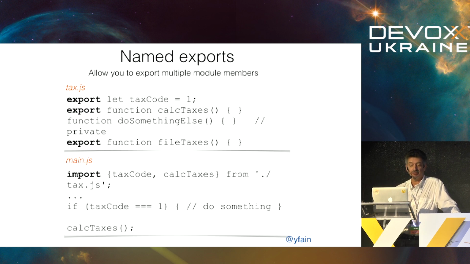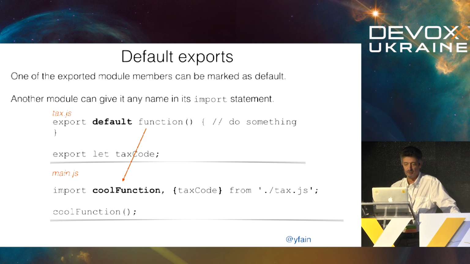Accordingly, in a different script, in main.js, I can import these guys. So I can import only those that I exported somewhere. Like in this case, I only import textCode and calcTaxes from text.js. And I can use them. So this is how you can split the app into pieces.